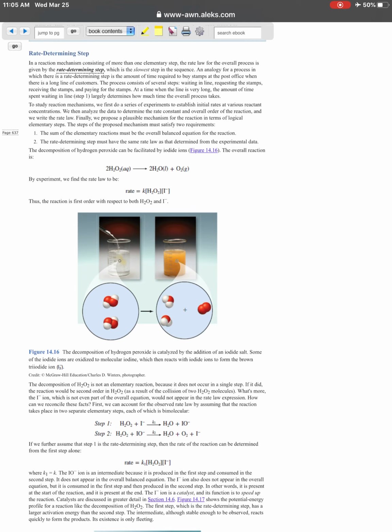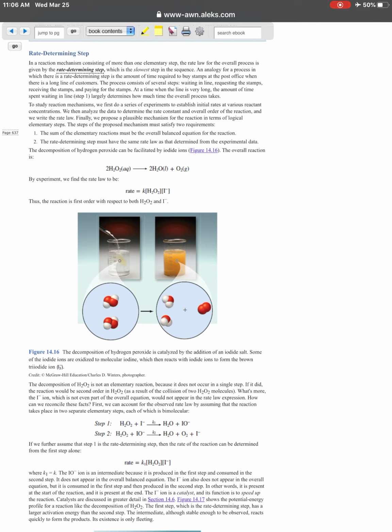If we further assume that step 1 is the rate determining step, then the rate of reaction can be determined from the first step alone. Rate = k1[H2O2][I⁻], where k1 equals k. The IO⁻ ion is an intermediate because it is produced in the first step and consumed in the second step. It does not appear in the overall balanced equation.